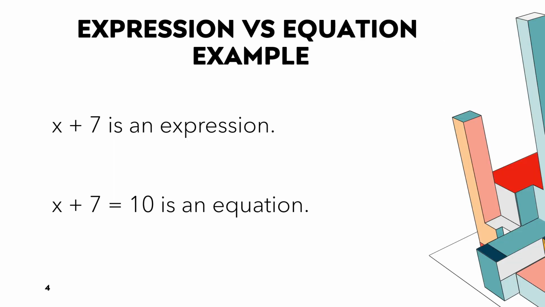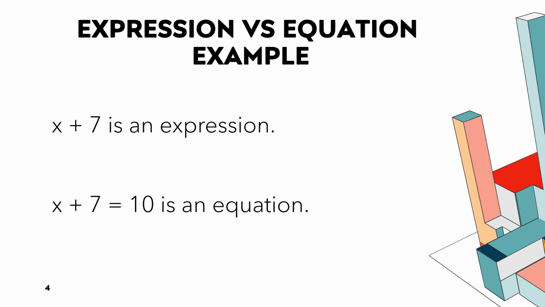X plus 7 is an expression. It combines numbers, variables, and mathematical operators, such as addition or multiplication. Since it does not include an equal sign, we are not instructed to find the value of x. Expressions can be simplified or evaluated, but they do not have a solution. In the case of x plus 7, we say the problem is simplified because there is nothing else to do.